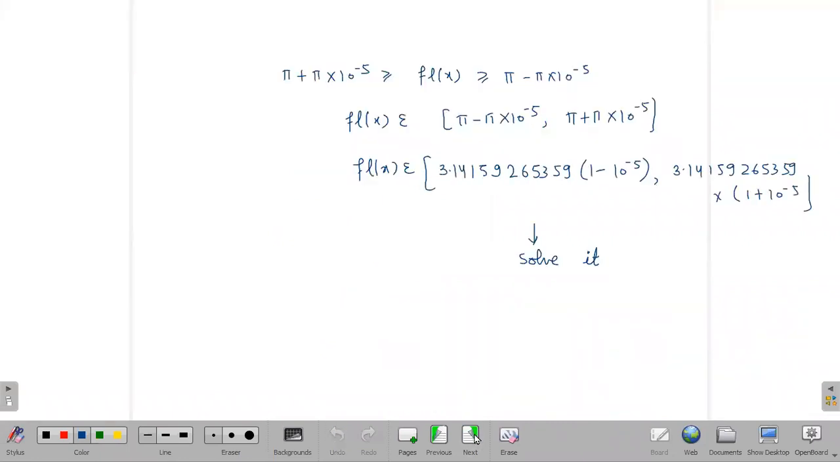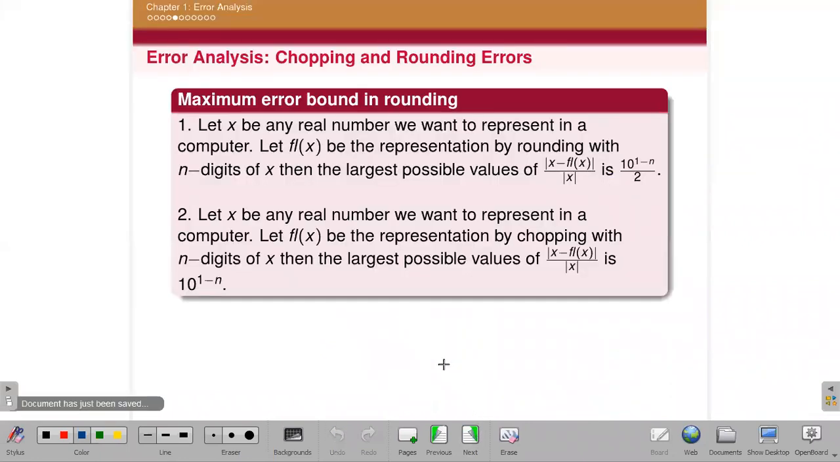So next we come to the maximum error bound. Now this is just a statement of the results. We are not going to prove this result actually. So here let x be any real number. We want to represent this number in the calculator or computer. Then FL of x, obviously you will get the approximation. So that will be the representation by rounding. So if you do by rounding with n digits of x, then your relative error will not exceed 10 raised to power 1 minus n by 2.